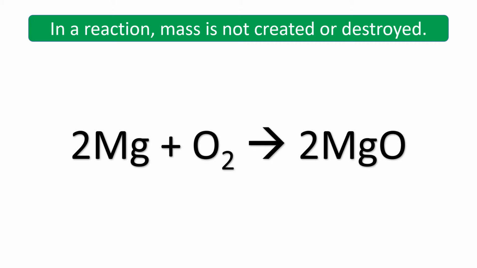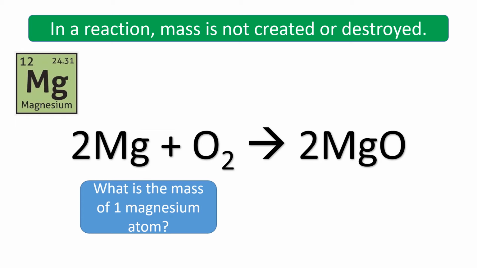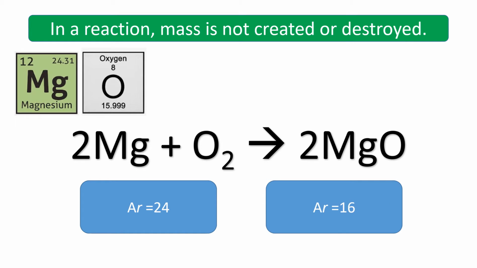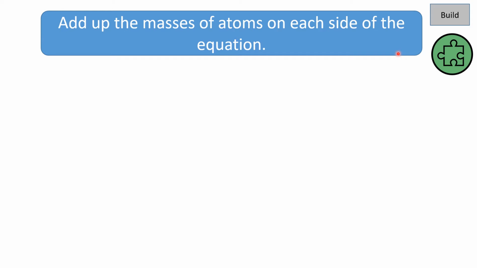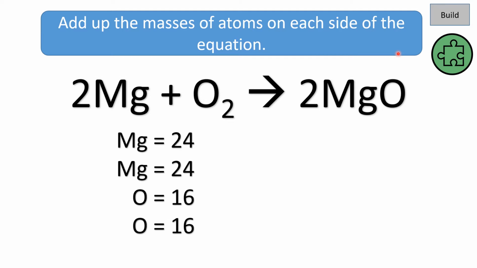We can also look at the actual mass itself. So if I think about, okay, what's the mass of a magnesium atom? Well, let's round that to 24. And what's the mass of an oxygen atom? Well, let's round that to 16. Okay, so let's think about these numbers here. If I add up those masses, I've got two magnesiums, 24 each. I've got two oxygens, 16 each.